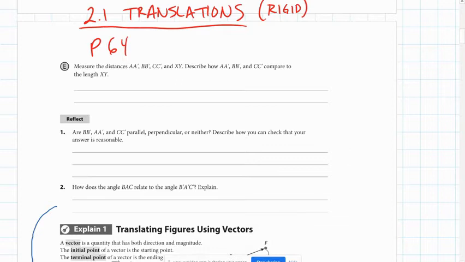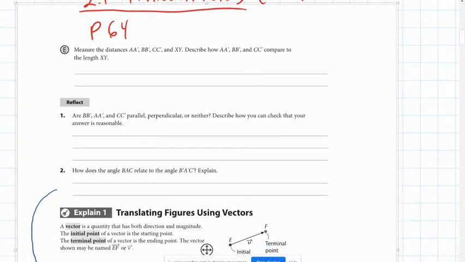meaning that when you apply a translation, it doesn't change the size or shape. It doesn't change the orientation either. So all of the characteristics of the figure are preserved, and that makes it a rigid transformation. Today's notes start on page 64, so go ahead and take out your textbook and open up to page 64.